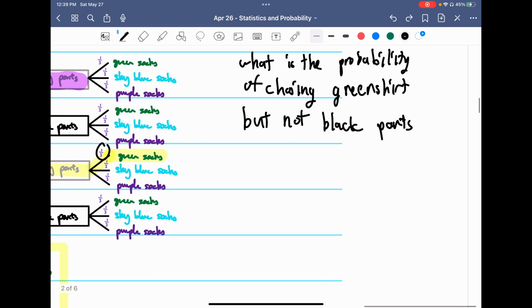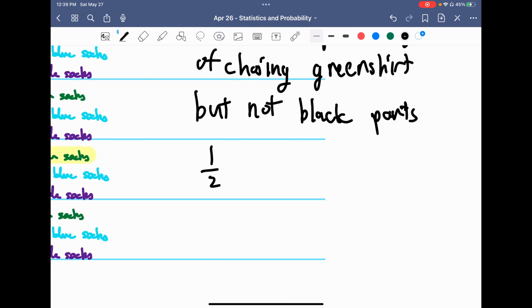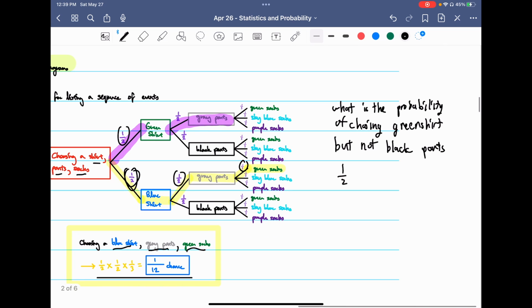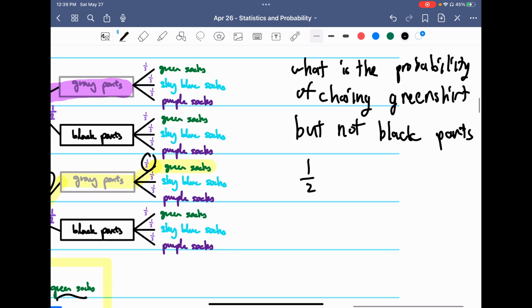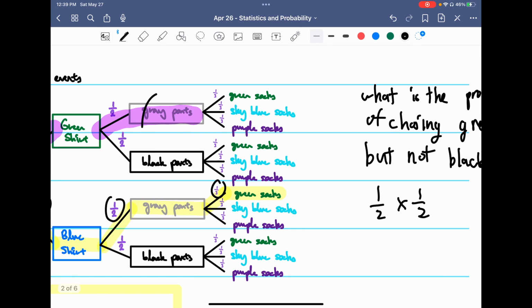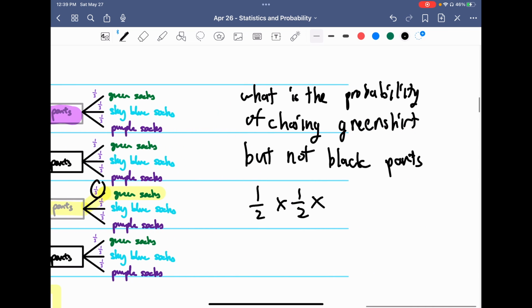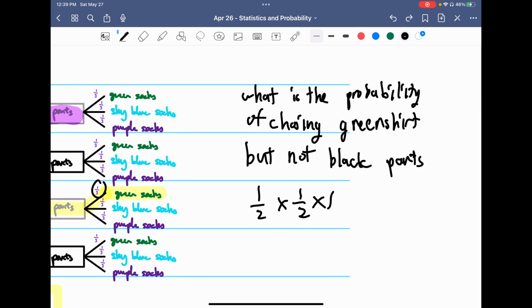So if you write that down, it would become 1/2 from choosing a green shirt over a blue shirt, and then multiplying 1/2 again. It's because we want to choose gray pants instead of black pants, and then you multiply 1 because this whole choice adds up to 1. That would give you a 1/4 chance, so it would be 25%.